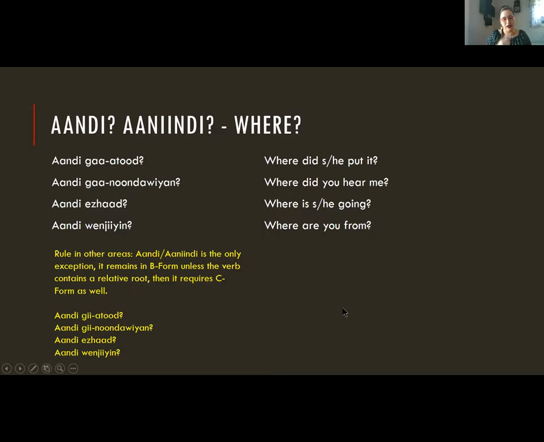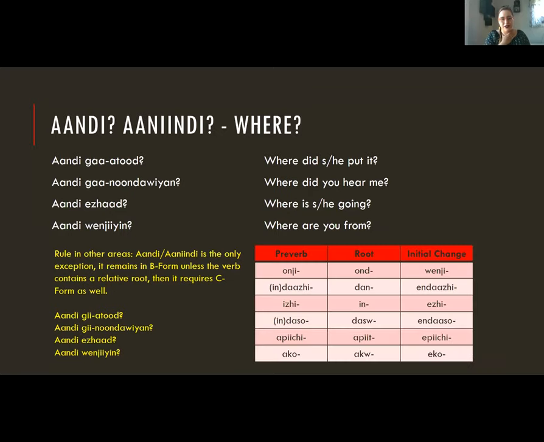If you are from one of the areas, sometimes their onde and aninde have an exception and it stays in B form. It doesn't change to C form, so you wouldn't do that first vowel change, unless it contains a relative root. These are the relative roots. If we look at these sentences, ande gi atud doesn't have a relative root in it. It doesn't match with any of these. Ande gi nundawian also doesn't have a relative root in it, so it would stay as gi instead of changing to ga. Ande ijad. Ija has iji in it.